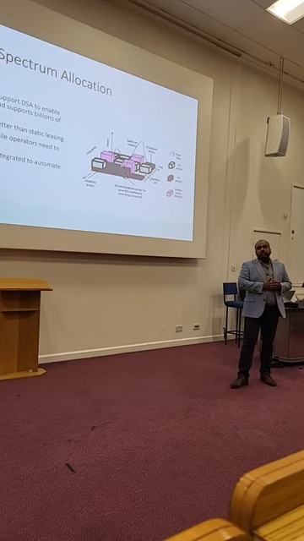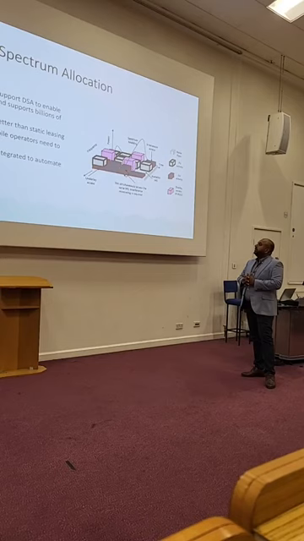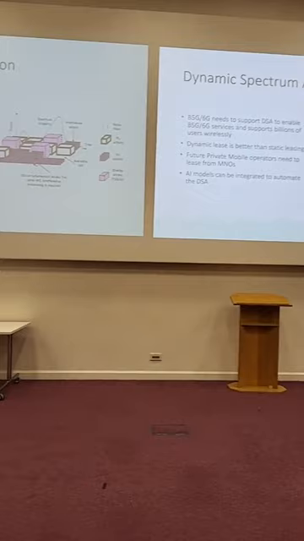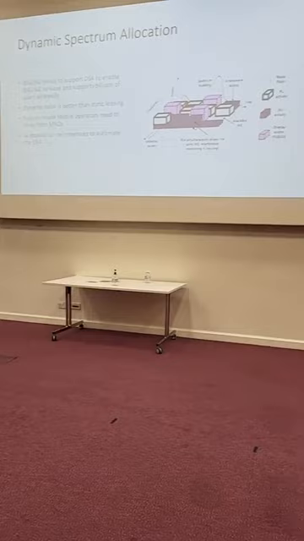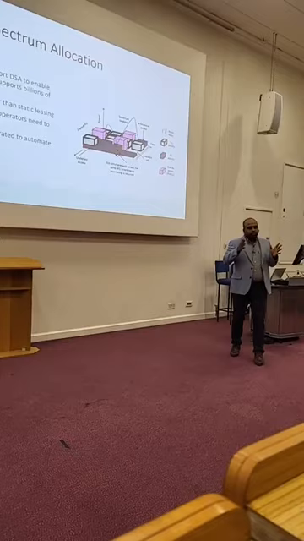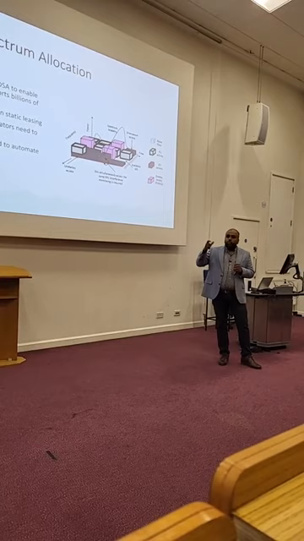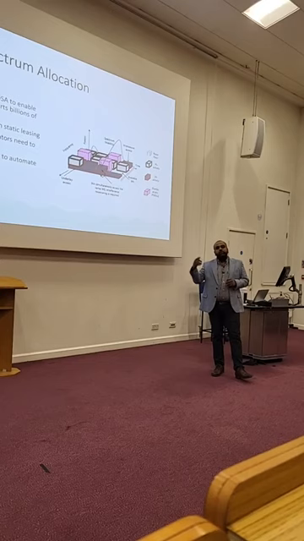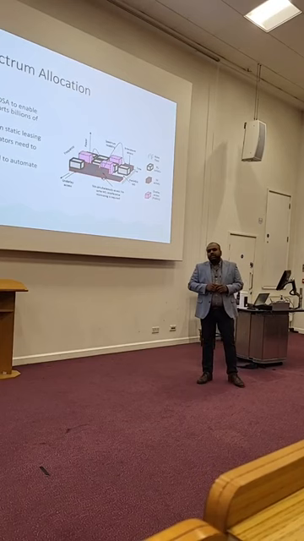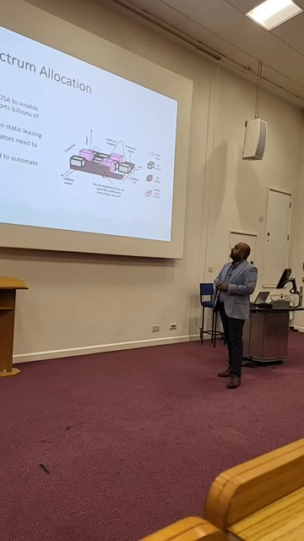But the problem is this dynamic spectrum allocation is still not widely adopted because of a lot of costs associated with the spectrum leasing. One of the biggest problems is you don't know how to identify the spectrum violation, because if you do the static allocation, it is easy to detect the spectrum violation because you know which spectrum belongs to which operator. But when you are going for dynamic spectrum allocation, the spectrum ownership is constantly changing. Detection of these spectrum violations is problematic. So that's also one reason why dynamic spectrum allocation is not popular.